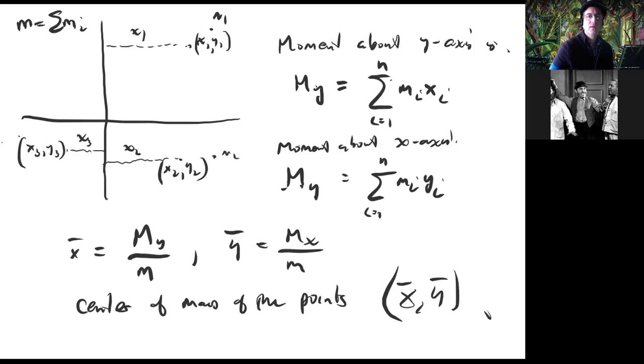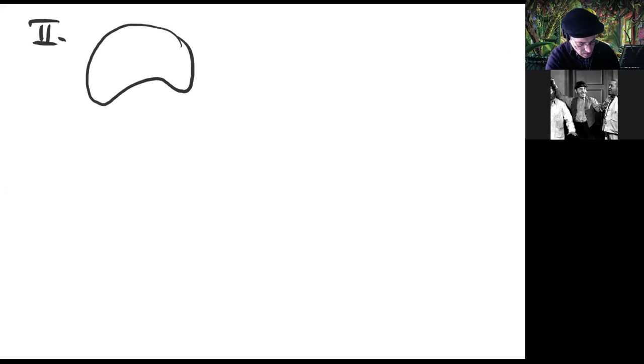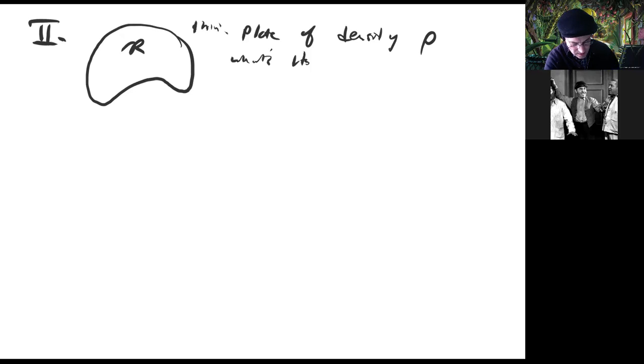Okay, so we're going to generalize this now further. Let me erase. So let's now go to a sort of continuous situation. Suppose I have some plate R, a plate of density rho. It's a thin plate. So we're thinking of that as in the plane, and so it's a very thin plate. So we want to know what's its center of mass, also called the centroid.